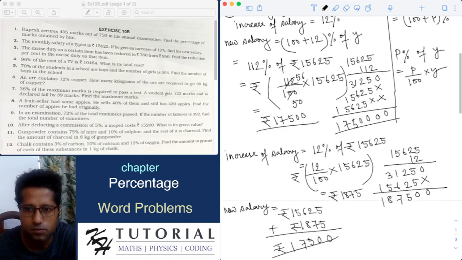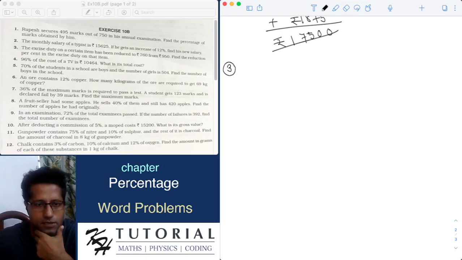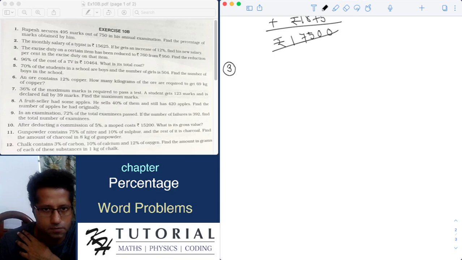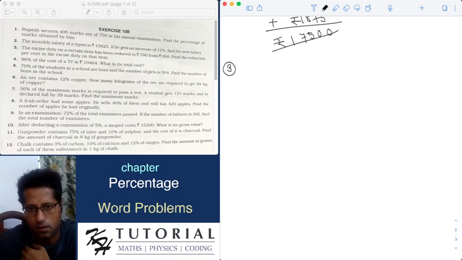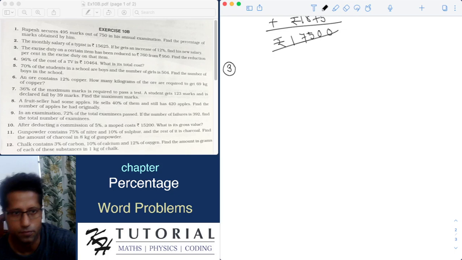Okay, so let's do problem number 3. Problem number 3 says the excise duty on a certain item has been reduced to rupees 760 from 950. Find the reduction percent in the excise duty on that item.